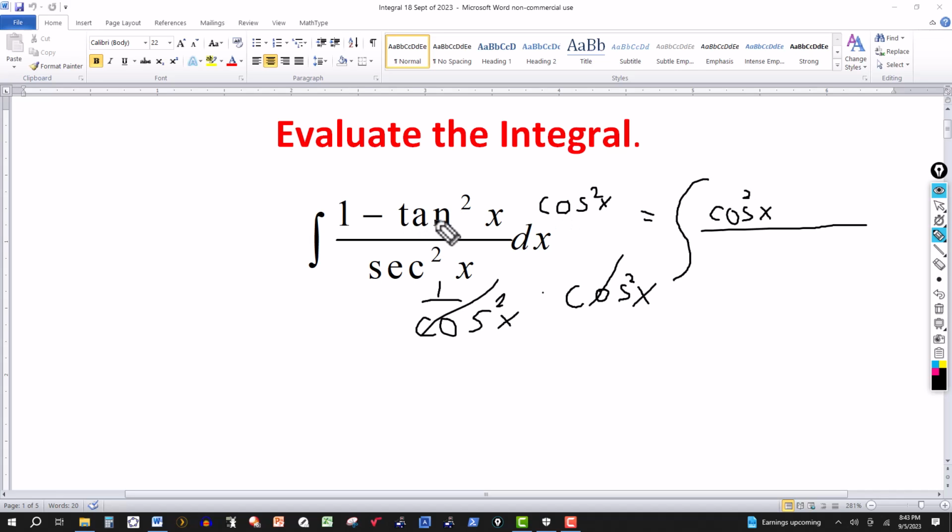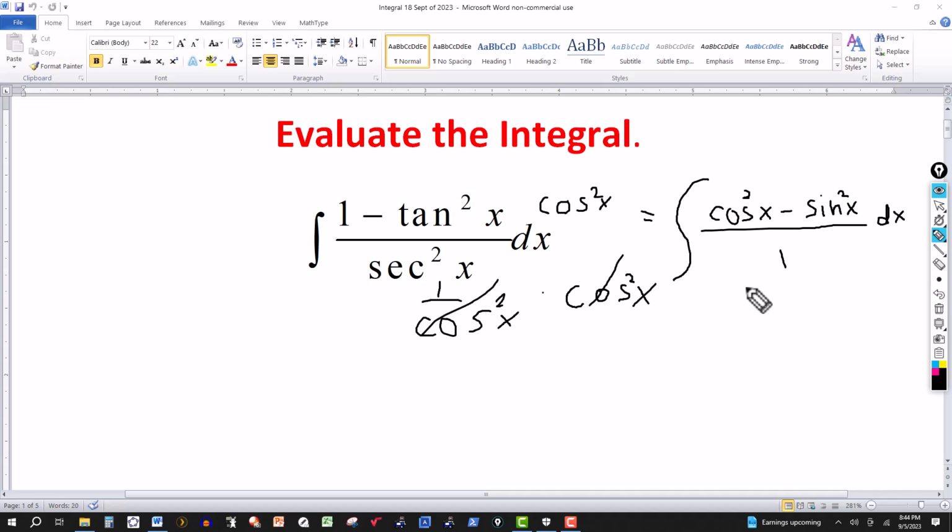And then of course tangent squared of x is the same thing as sine squared of x over cosine squared of x, so the cosine will cancel. So now with the minus here, this will be sine squared of x dx. And of course in the denominator we just have a 1, which will just give us the numerator.